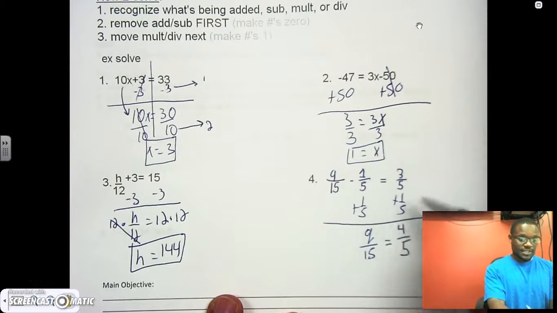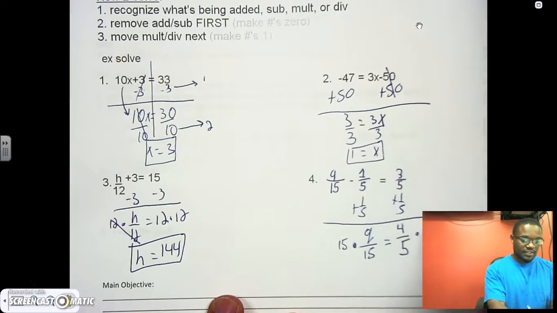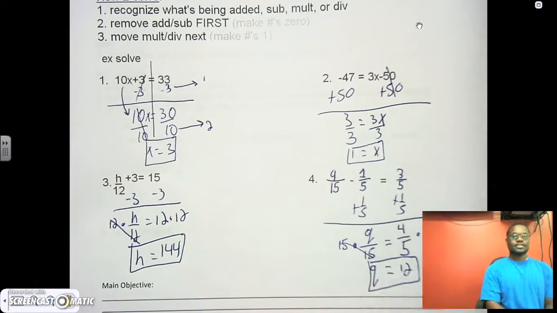Now, that was my first step. My second step is to get rid of this 15. Again, it's division. So how do I get rid of it? I'm going to multiply both sides by 15. Those cancel out, and you're left with q equals 12. That's how you do two-step equations. Good luck.